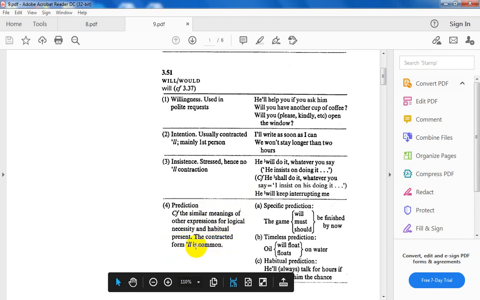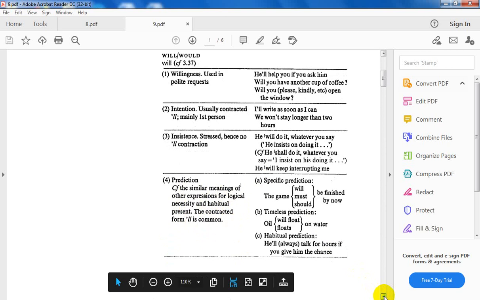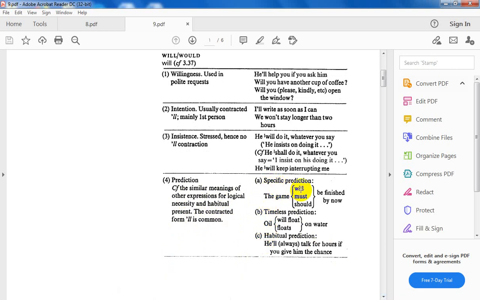The contracted form is coming. Of course, I have more than one type of prediction: first specific, timeless, and I have the habitual. The specific can be expressed by will, must, and should. Just like the game will be finished. Why is it specific? Because it is limited to a period of time, a specific place, time and event.